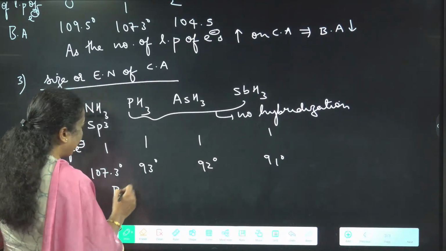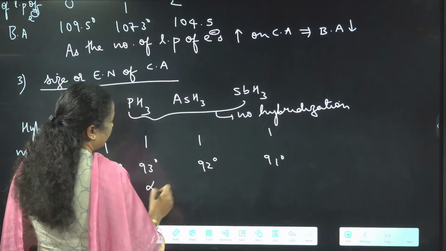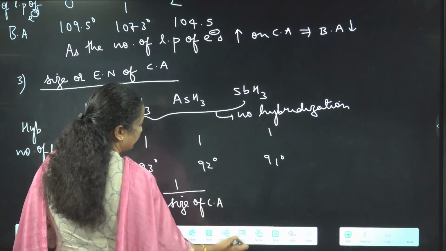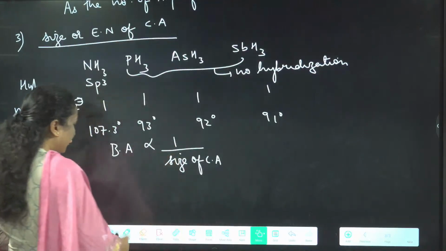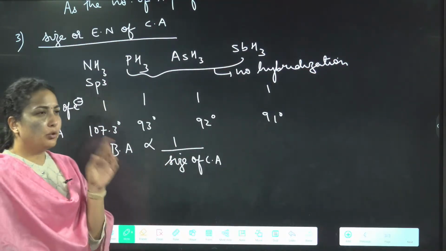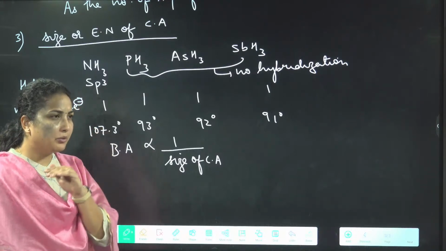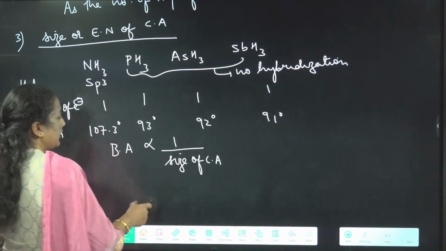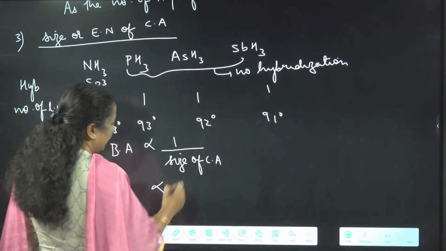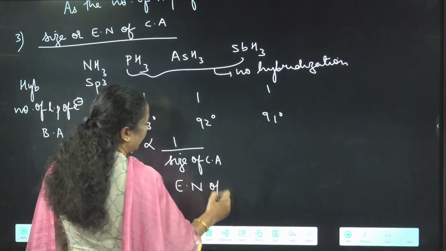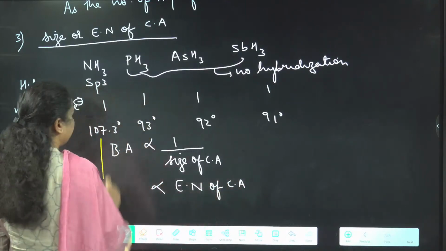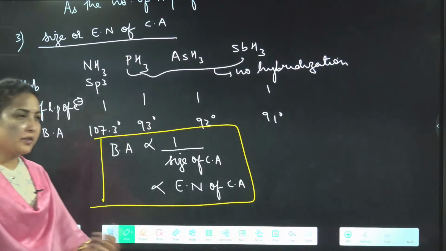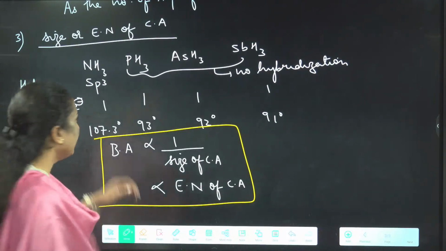Can I say bond angle is inversely proportional to the size of the central atom? As we are moving down, the surrounding atom is the same, nitrogen, phosphorus, arsenic, antimony. What is happening to the size of it? Size is increasing and you are able to see the bond angle decreasing. And what about electronegativity? It is directly proportional to the electronegativity of the central atom, right? Because down the group when you go, electronegativity decreases, electropositivity should increase in general.